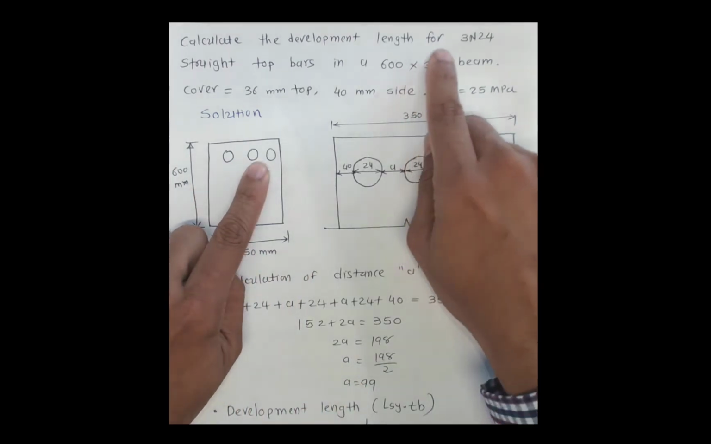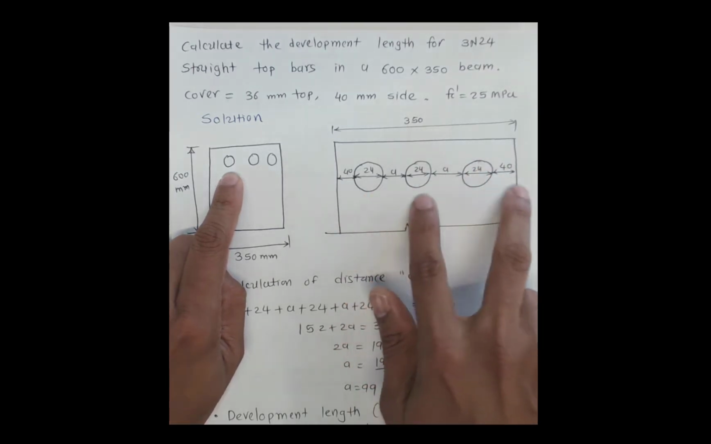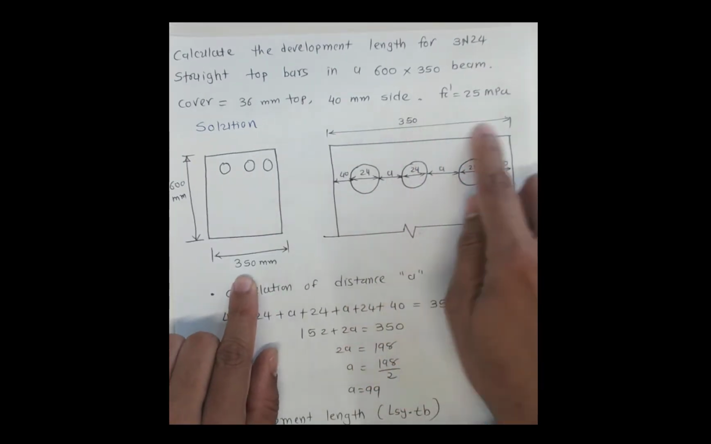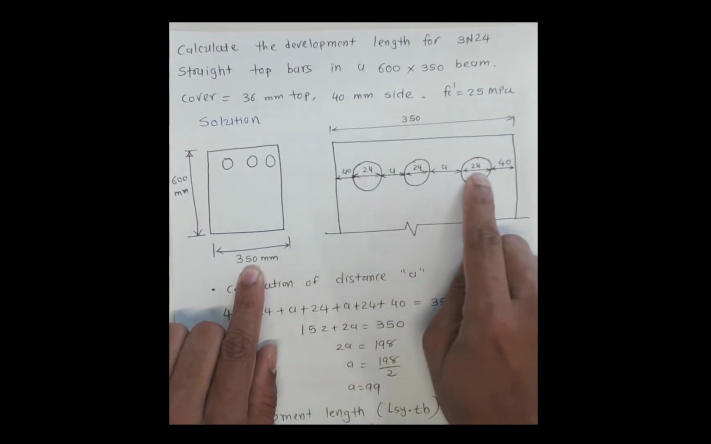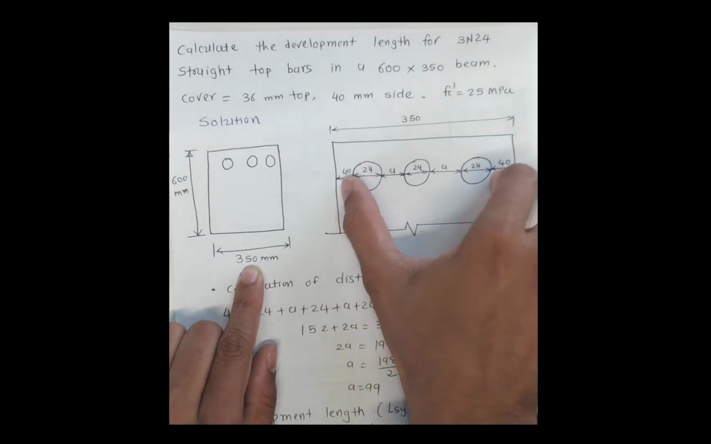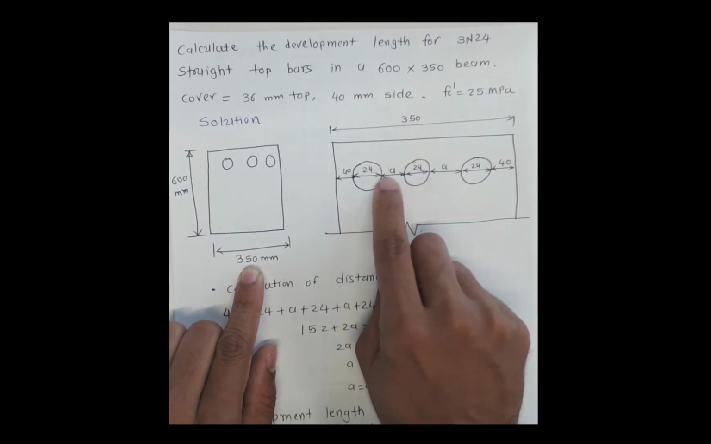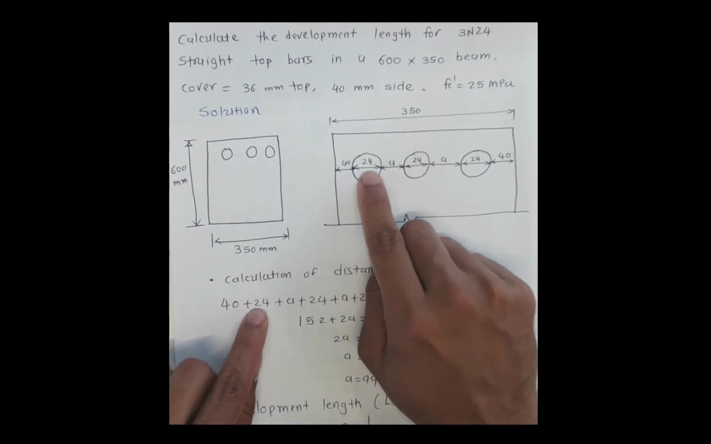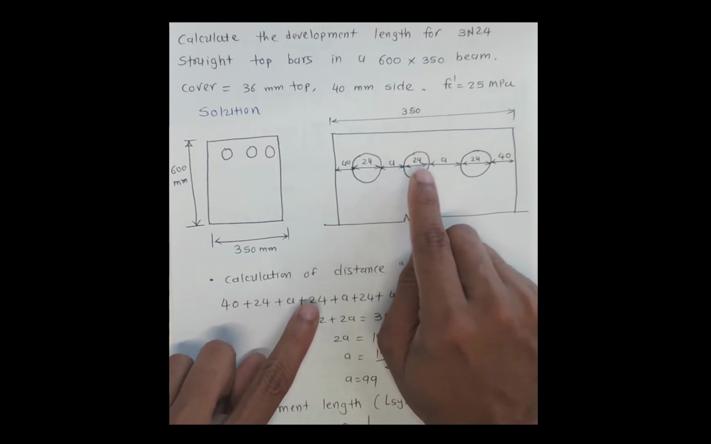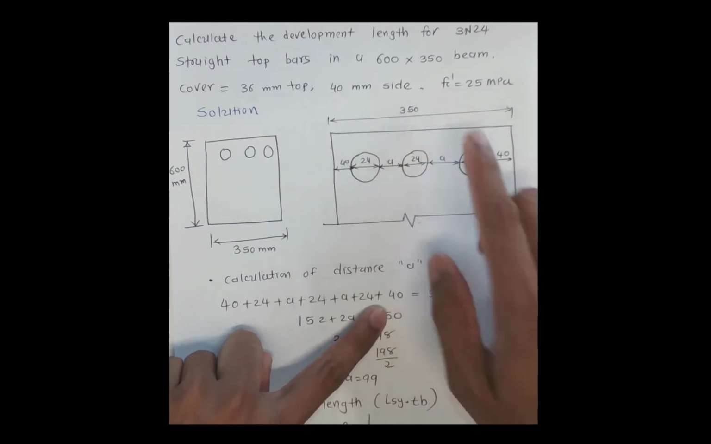It has top reinforcement of 3-N24 bars. I'll come back to these figures now. If you have a 350 mm width, we have 3 reinforcement bars, each with a 24 mm diameter, and a 40 millimeter side cover. If I'd like to calculate the distance from surface to surface between consecutive reinforcement, A, we can do the calculation here: 40 plus 24 plus A plus 24 plus A plus 24 plus 40 equals the width 350.